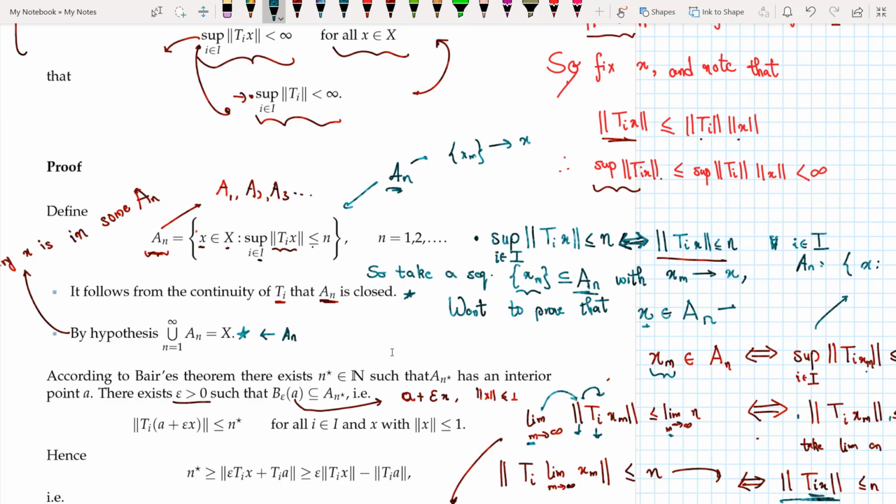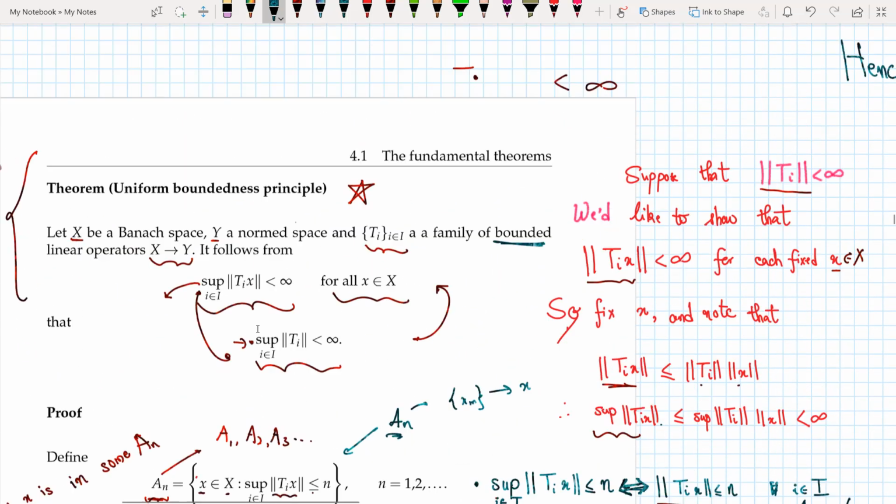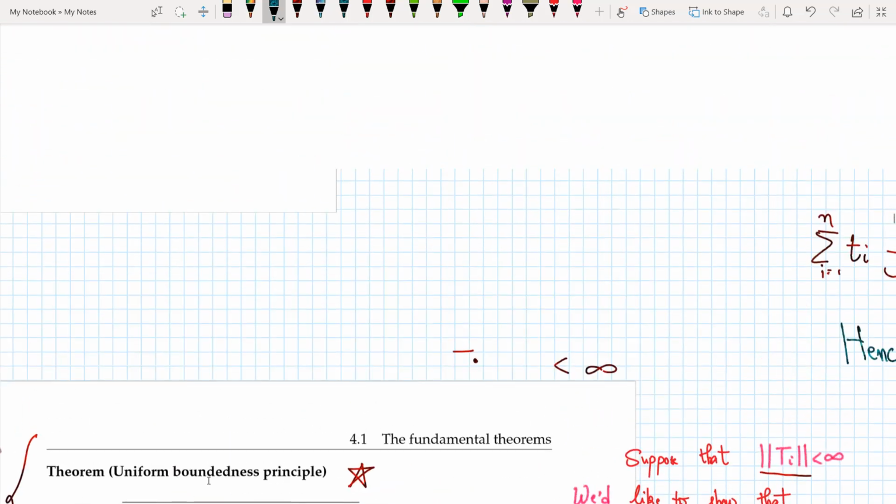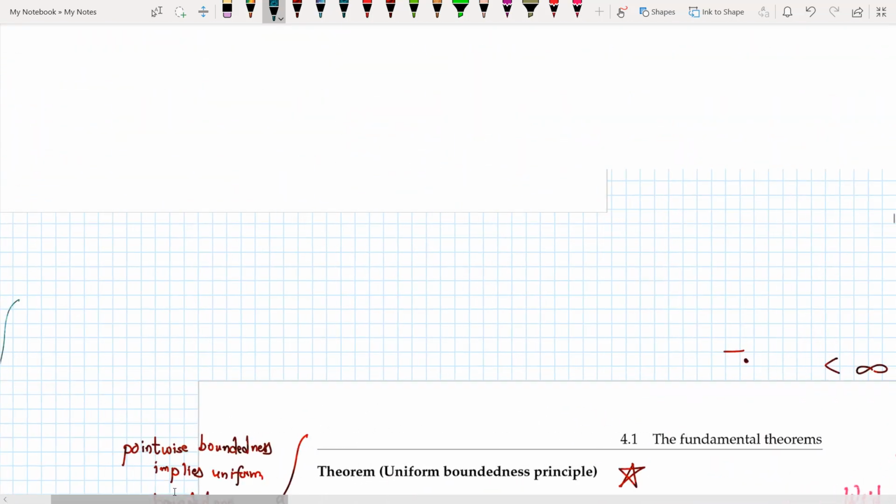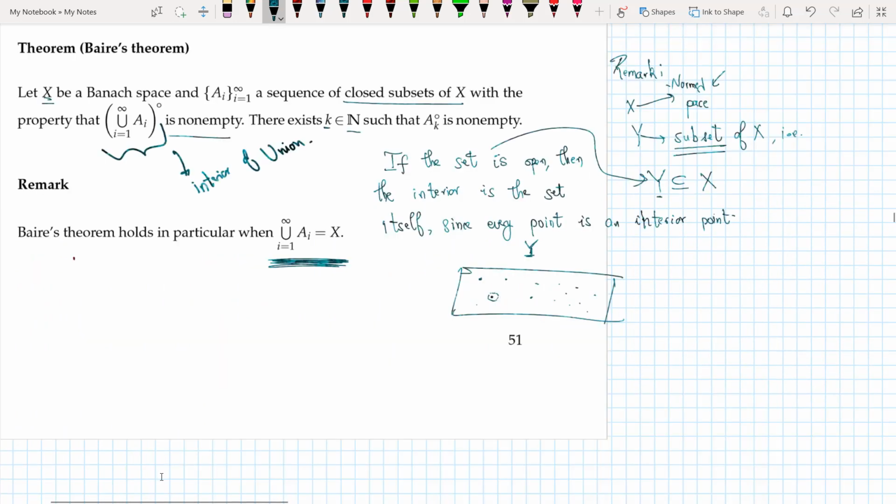So if I remember Baire's theorem correctly, it was that let A_i be a sequence of closed subsets of X. So in our case it's closed, with the property that the union of A_i, i equal to 1 to infinity, equals X. This is also in our case. And then it says that if X is non-empty, then there exists a k such that the interior of A_k is non-empty.